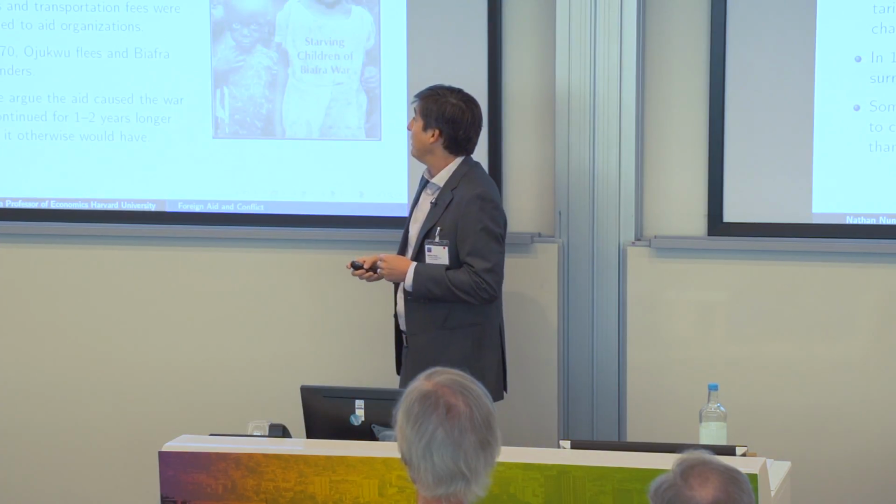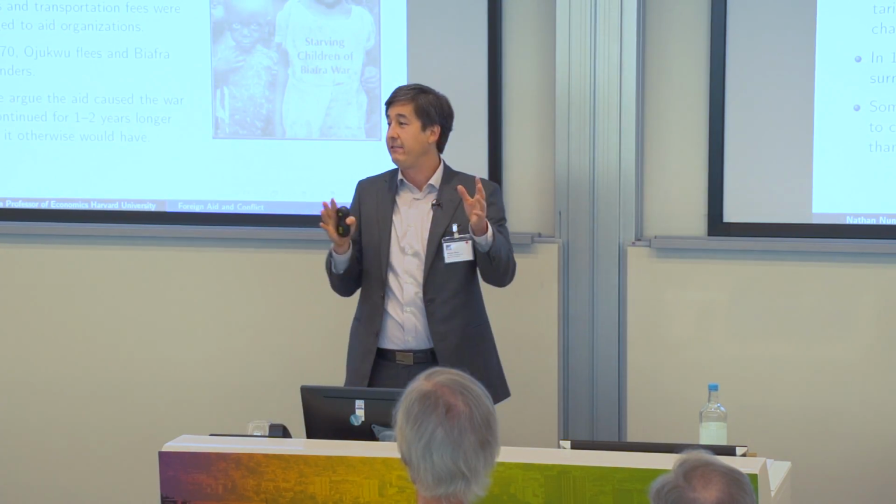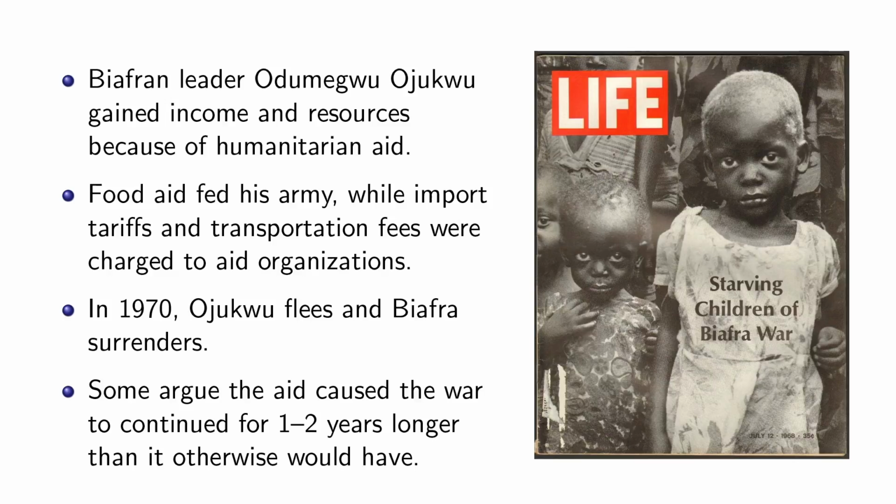But then what happened, and there are very different versions of the story, was a humanitarian crisis. Foreign aid was brought in. Basically, the Nigerian government didn't want aid or food to come in because they had laid siege on this area.